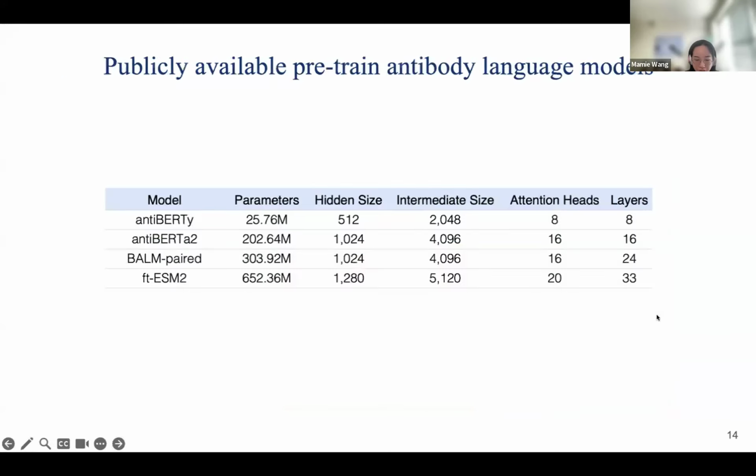So here are the 4 different antibody language models that are publicly available that we can download the weights from, arranged by increasing size. The models are AntiBERTy, AntiBERTa, and then these 2 models are from the recent paper from the Briney lab, which are trained also on paired BCR sequences, and then they also fine-tune the ESM model on BCR MLM tasks.